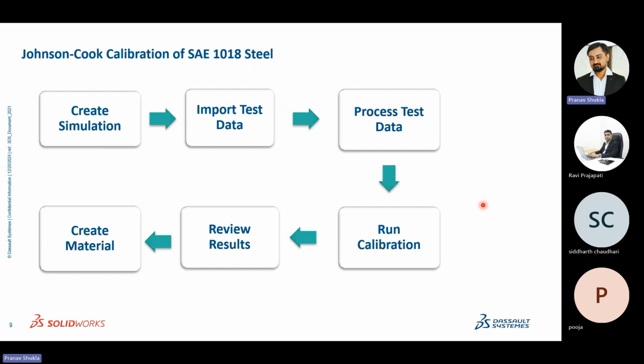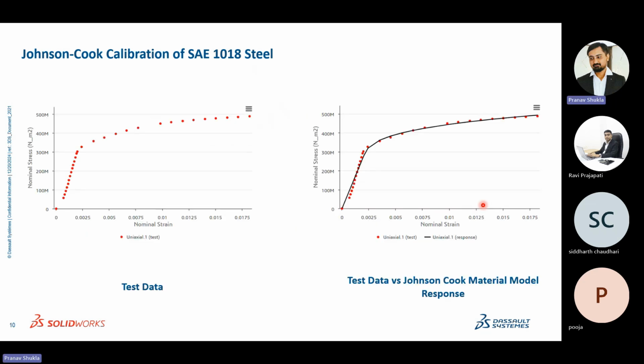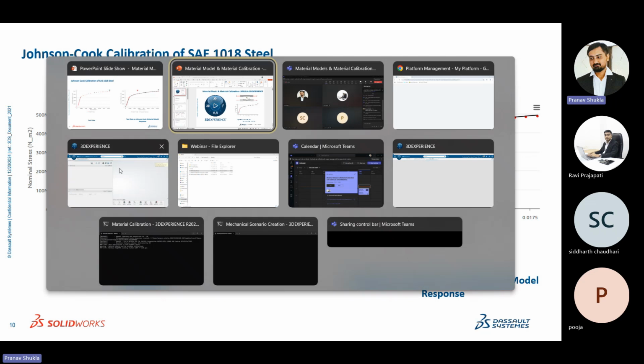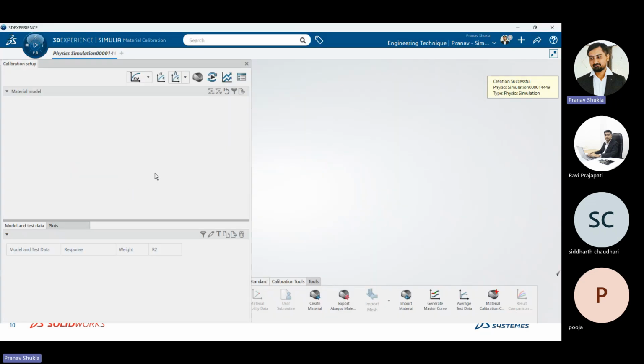Today I will showcase one material model, the Johnson Cook calibration of 1018 steel. The procedure is: create a simulation, import the test data, process the test data, run the calibration, review the result, and create the material. Let me showcase the Johnson Cook calibration of the 1018 steel. This one is the test data, this one is the Johnson Cook material model response, and this one is the test data. I'll open this material model in SIMULIA and show the procedure step by step, so it will help you understand how to perform this.